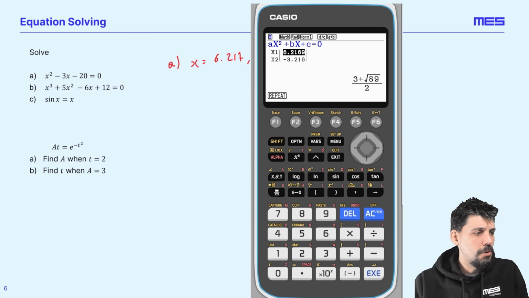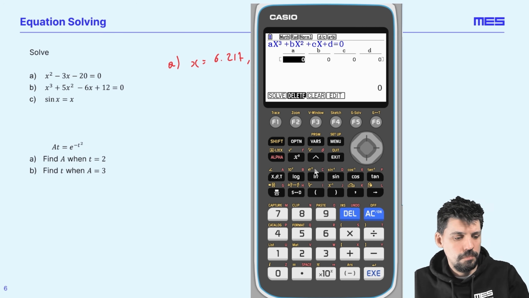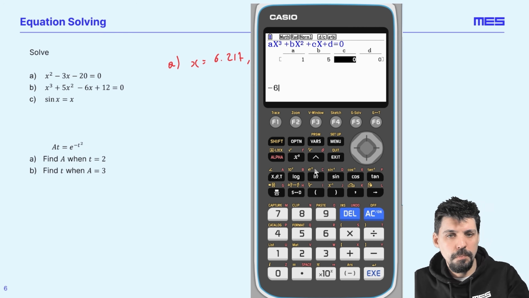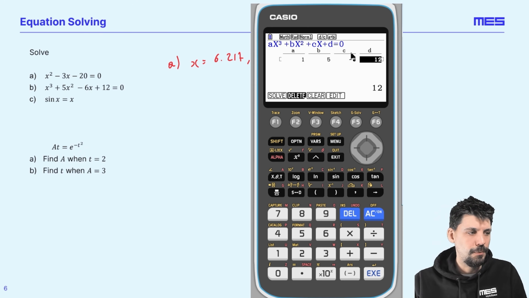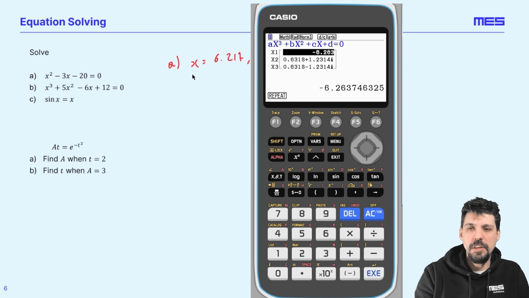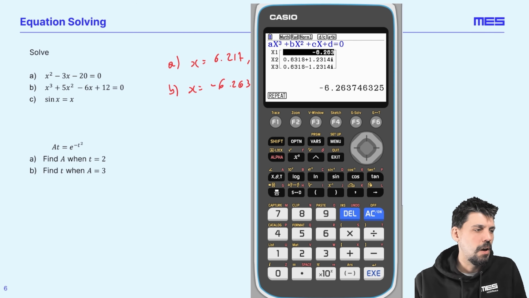And we can do it for cubic as well. 1, 5, minus 6, 12. It very clearly labels which coefficients go where, and especially in terms of the sign of d, they want it equal to 0. Oh, okay. So the only real solution to this one is minus 6.263, and let's write that like a real human being. And the other two are imaginary. That's not really the point.